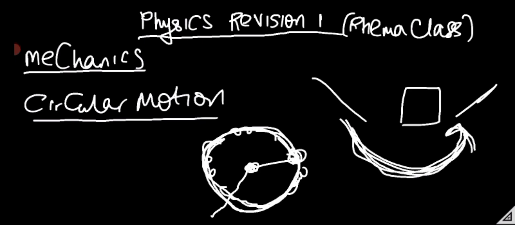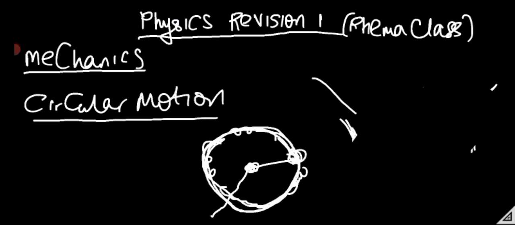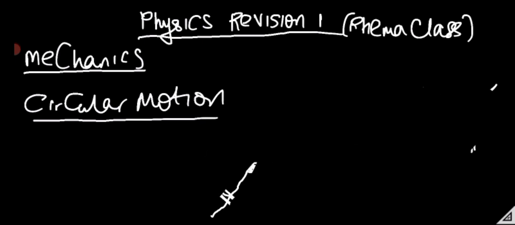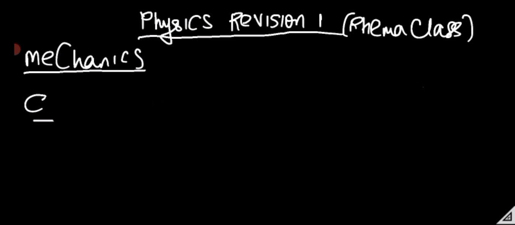Circular motion. Now, the next type of motion we talk about is called rotational motion. There is a difference between circular motion and rotational motion. So what is rotational motion? Before we go into rotational motion, let's take an example.